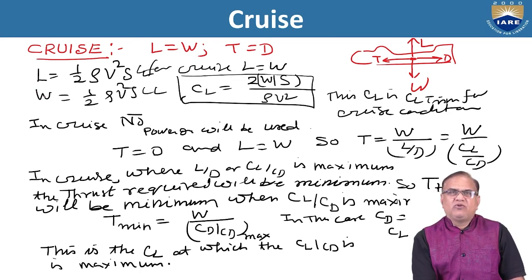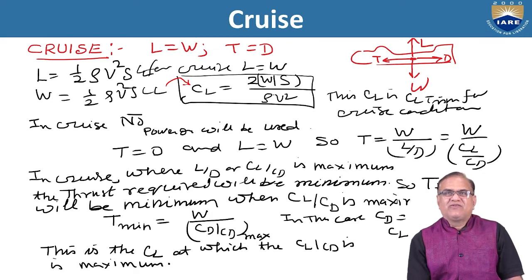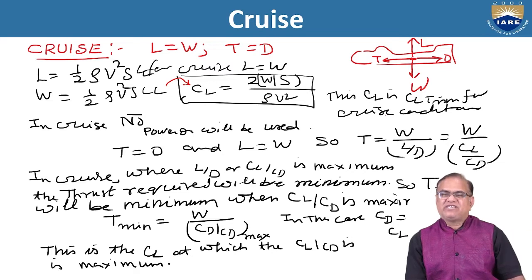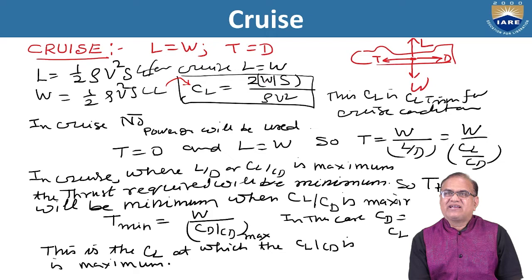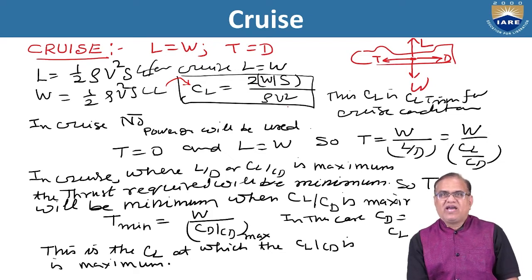So we write W is equal to half rho V square S CL. So this CL is equal to 2 into W by S divided by rho V square, where W by S is the wing loading. So 2 into wing loading divided by rho V square. This CL is the trim for the cruise condition. If you want to put it in the previous equation, the CL trim we have to take as 2 W by S divided by rho V square.